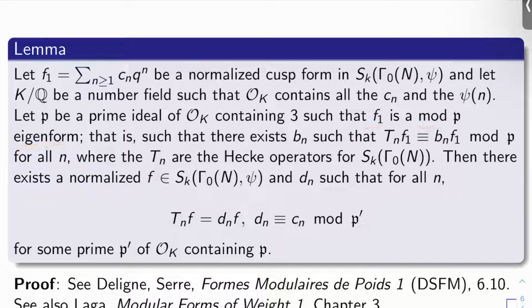What does that mean? It means there should exist B_n such that T_n F1 is equivalent to B_n F1 mod frak P for all n, where the T_n are the Hecke operators for this space here, the S_K(Γ0(N)). Okay, what's the conclusion? The conclusion is you can actually find a normalized F in S_K(Γ0(N), ψ) and D_n such that for all n, T_n F actually equals D_n F, and then D_n and C_n are equivalent mod frak P' for some prime frak P' of O_K containing frak P. So you can actually lift this mod P eigenformness to an actual true eigenformness that isn't just mod frak P.